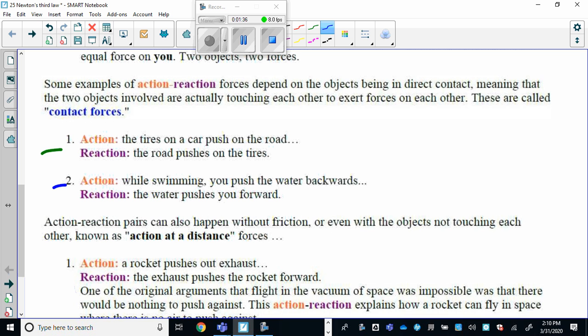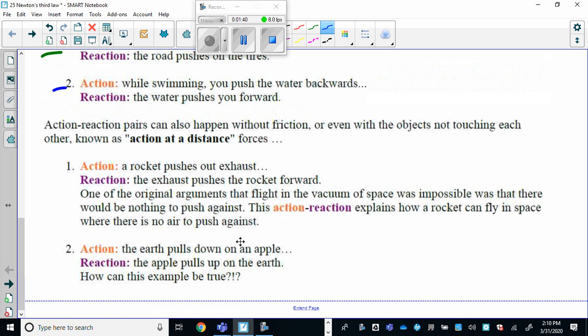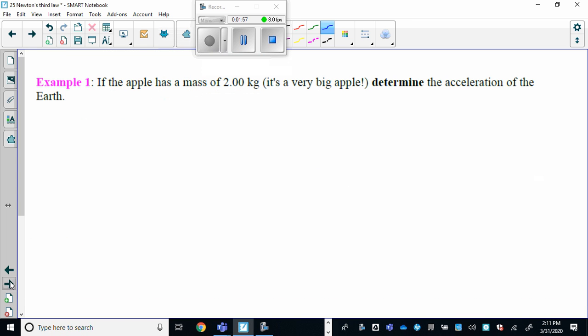So you have to consider what two things are acting. Another good one right here, action, a rocket pushes out the exhaust, and the exhaust pushes the rocket forward. So the exhaust is always going in the opposite direction as the rocket. And then the last one, an apple pulls down on the earth, the apple pulls up on the earth. How can this be true? And in fact, it is very true.